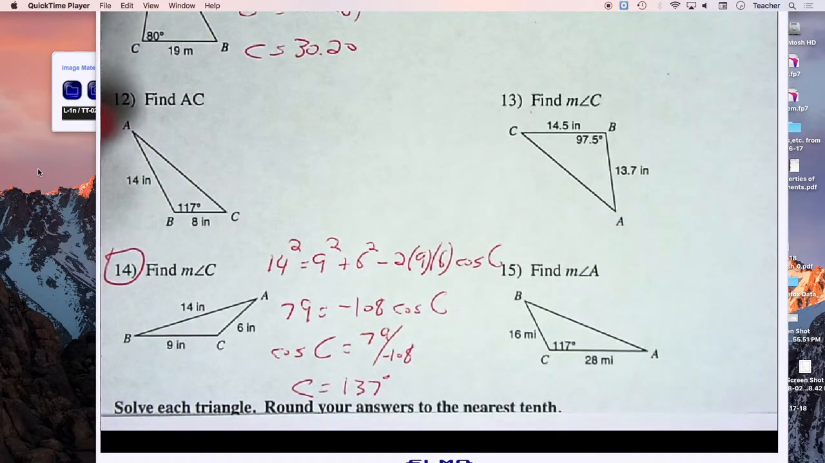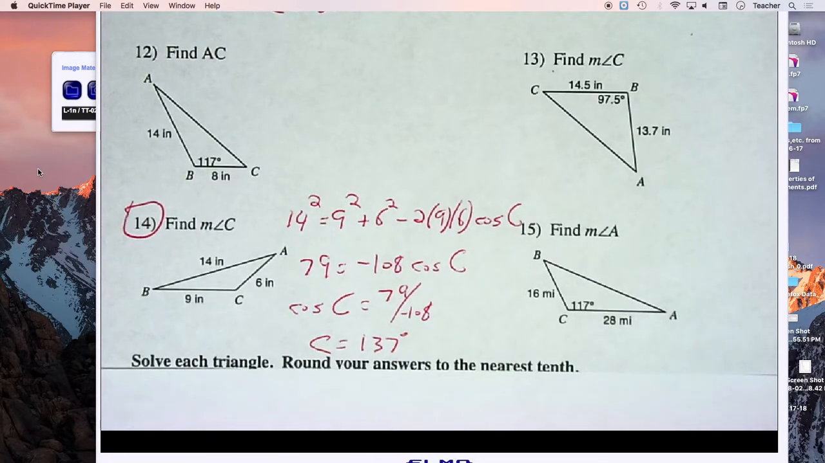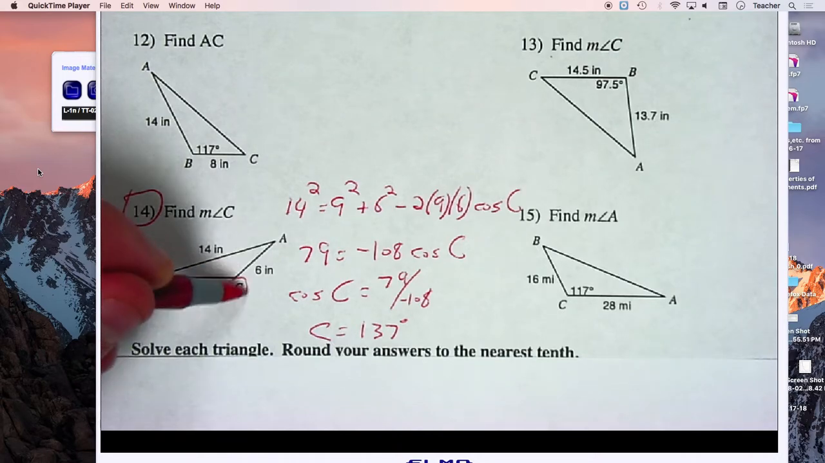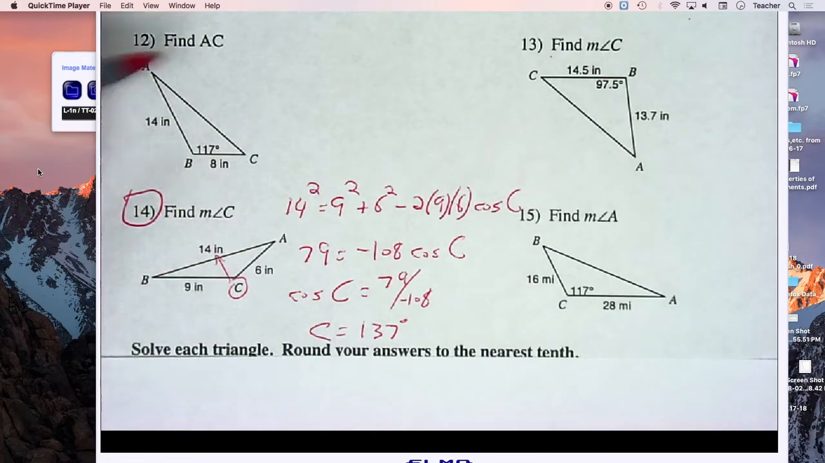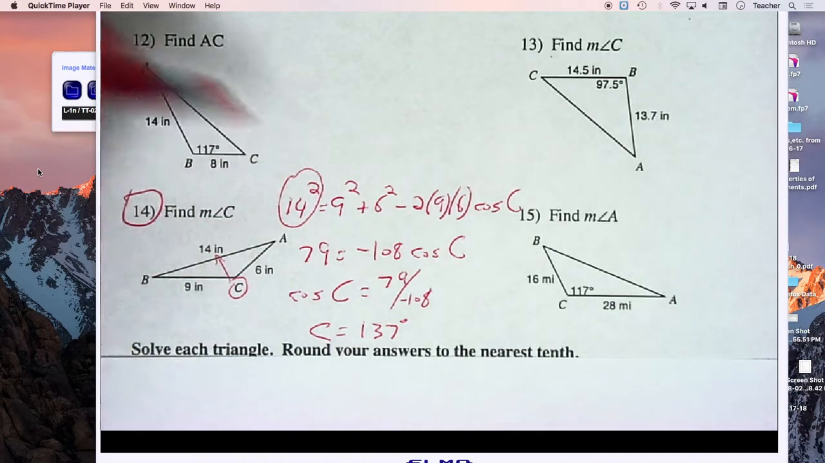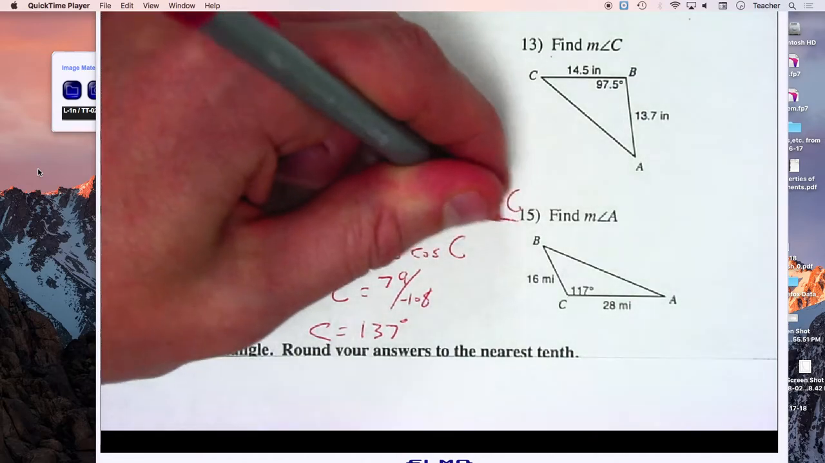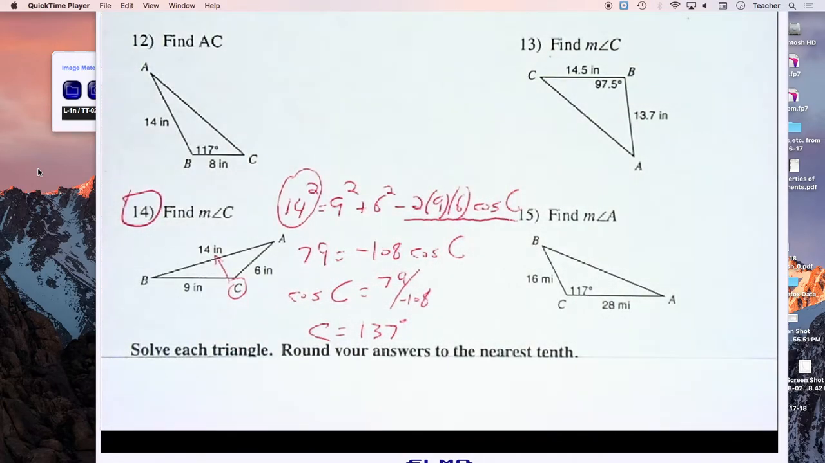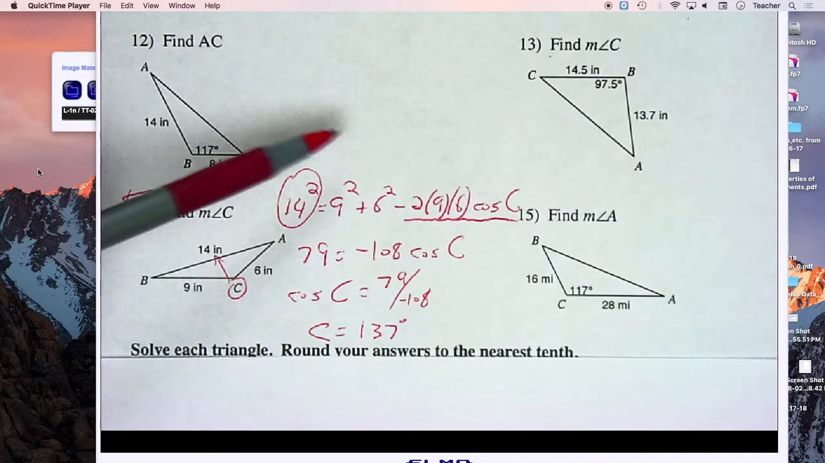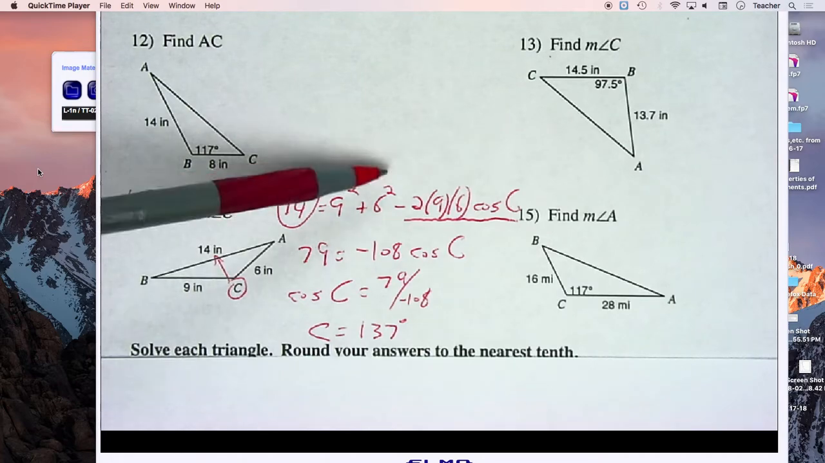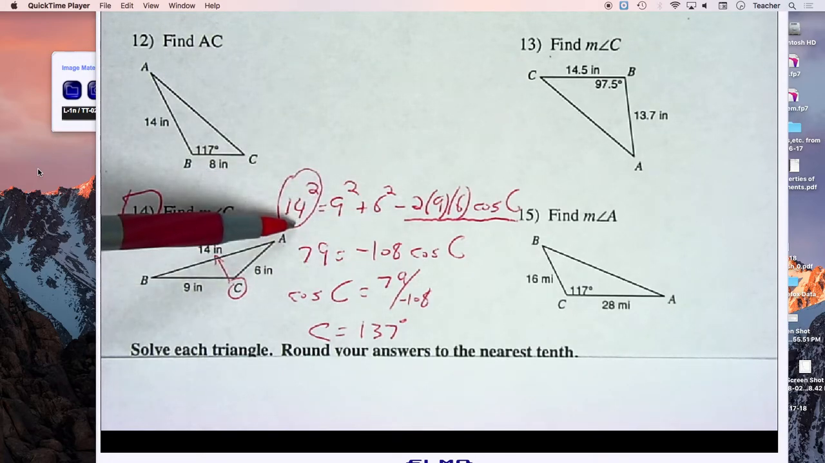For angle C, this time we have to be careful when we're setting up the law of cosines. So I'm looking for angle C, so the side across from it is the one that goes by itself over on this side of the equal sign. The algebra sometimes trips people up. Remember, the order of operations is going to tie these three things together. And so when I'm trying to get that cosine by itself, I'm going to have to subtract the 9 squared and the 6 squared over first.